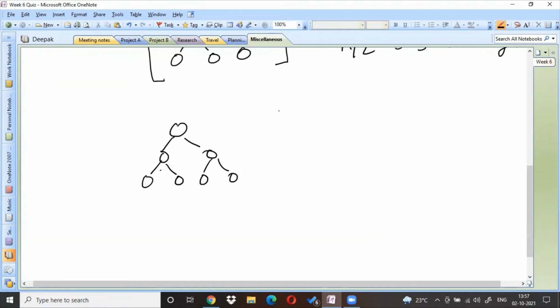So this is one of the trees with height equal to 3. Now let's try to prove this. Can we say that the number of nodes at this particular level is 2 raised to power 0, the number of nodes at this level is 2 raised to the power 1, the number of nodes at this level is 2 raised to the power 2, and so on. If we continue, the number of nodes is going to increase subsequently, and if the height is h, at the very last level, the total number of nodes will be 2 raised to the power h minus 1.